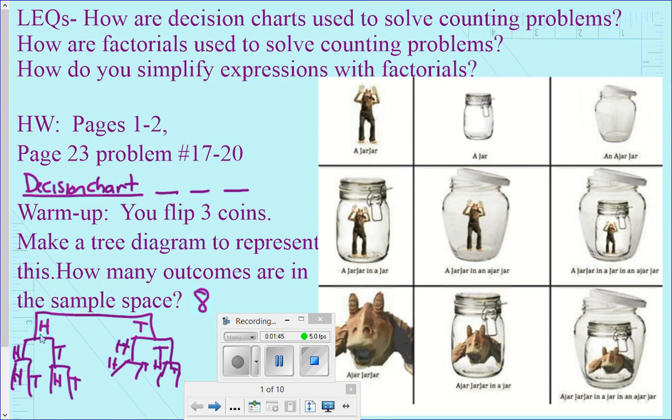So my first event is the first coin. My choices are heads or tails. That makes 2. Same thing again, the second coin, 2 choices, and again, 2 choices for the third coin. I multiply those in a decision chart always, and 2 times 2 times 2 is 8. Okay, so that way I was able to condense that diagram, not even have to make the diagram, and instead make a decision chart. So that's what we're going to talk about today.